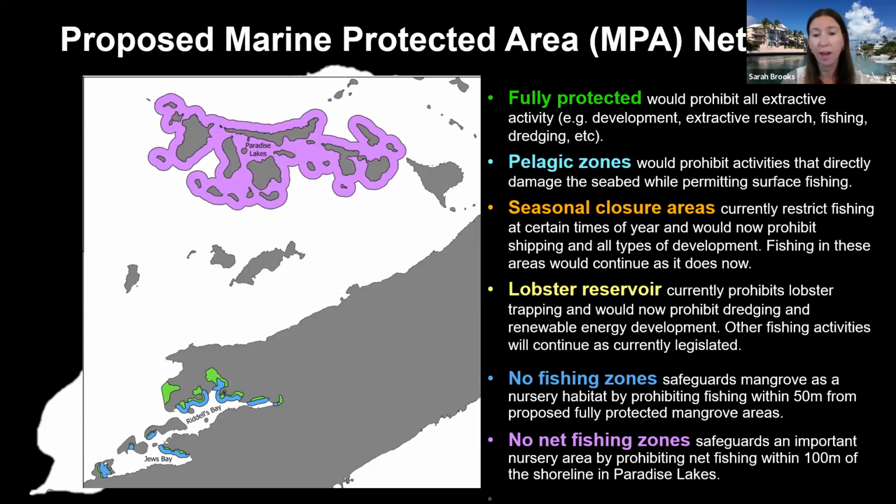And then finally, the area in purple is an important area for seagrass and also an important area for baitfish. And so this is proposed as an area of no net fishing. What you can see on the screen here is just a very small sample of the coastal plan, but you can see the full extent of it in the Marine Spatial Plan document, which is available on the BOP website.